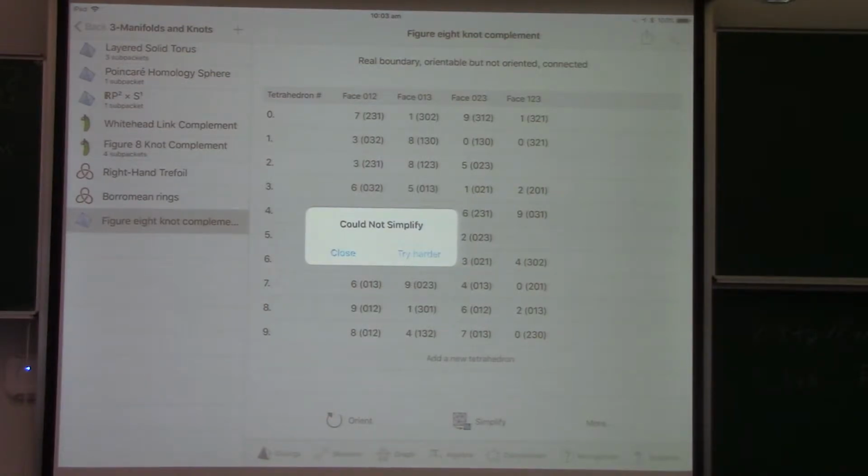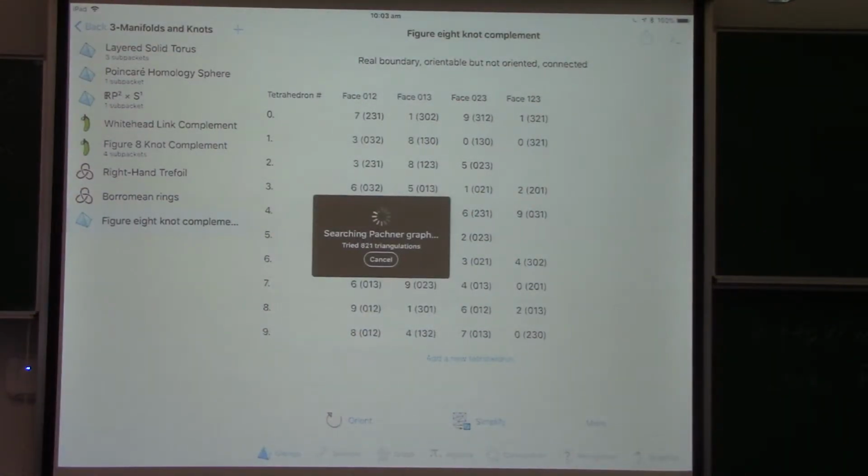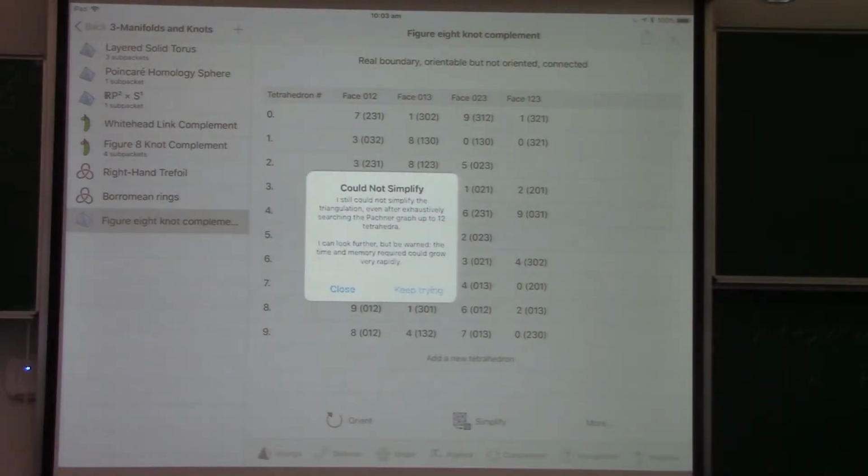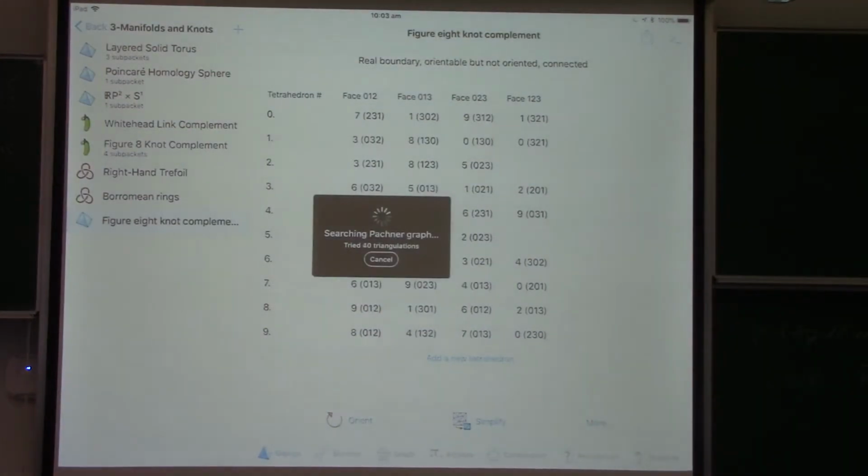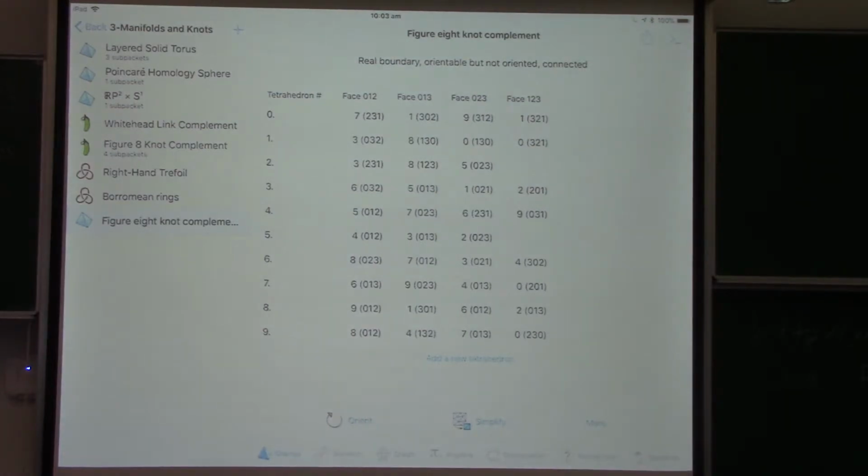So when you say simplify, it does some heuristics, some greedy heuristics. If it can't get there and you really want it to try harder, you can ask it to. And what it does at this point is it does a breadth-first search through the entire flip graph to try and find something smaller if it can. And if it still can't do that, it offers to go higher up in the flip graph, right? And then we'll keep doing this until either you give up or it finds something. So this is the kind of machinery that you've got under the hood.